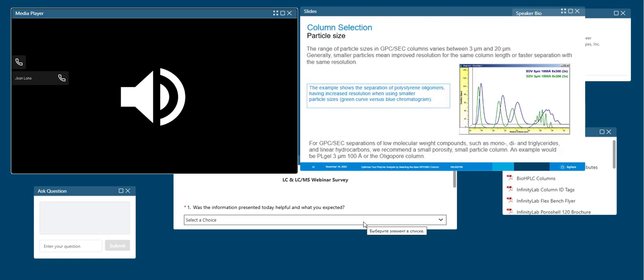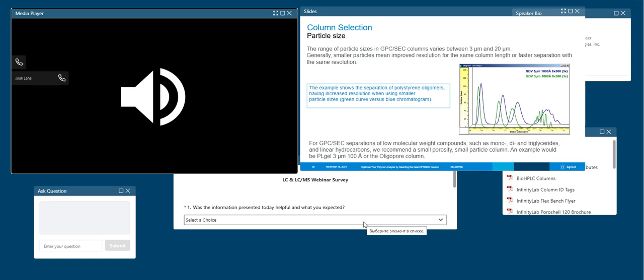When looking for columns, one might find that there are usually many particle size offerings. The typical range of particles is usually between 3 micron and 20 micron. With smaller particles, one would expect improved resolution and efficiency for the same column length, or faster separation with similar resolution. Here in our example, we have 2 individual pore SDV 1000 angstrom pore size columns, a 5 micron and a 3 micron particle column.